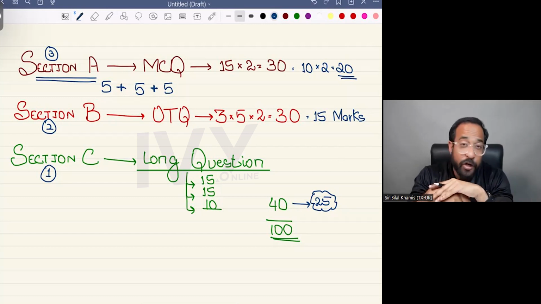What if you start from section A and B and you are not that confident whether the option which I opted is right or wrong?